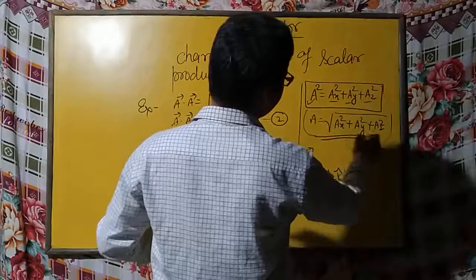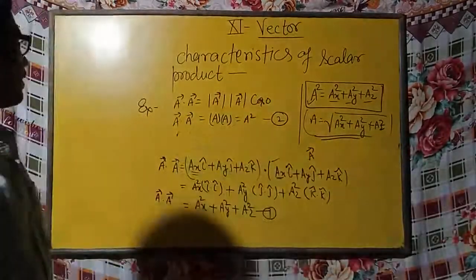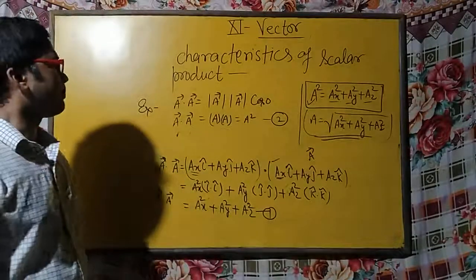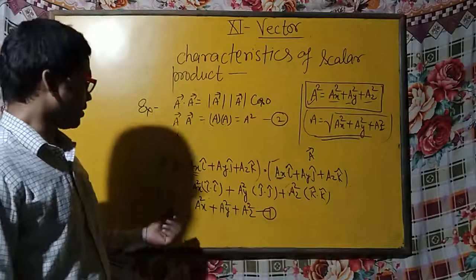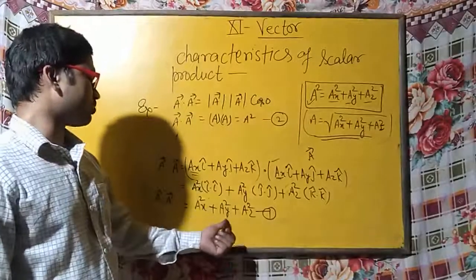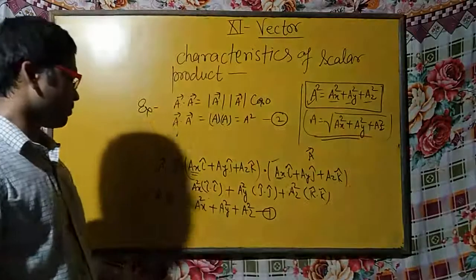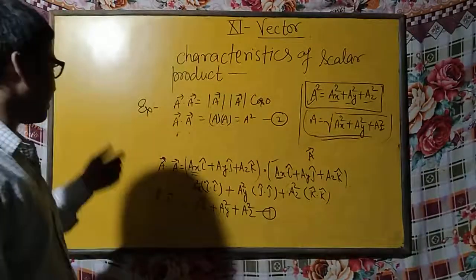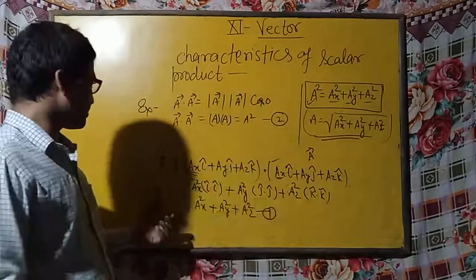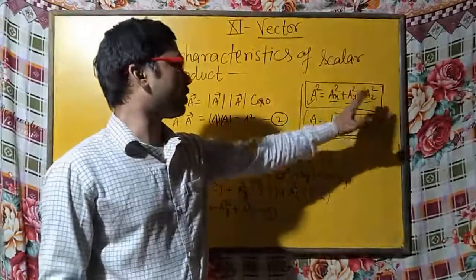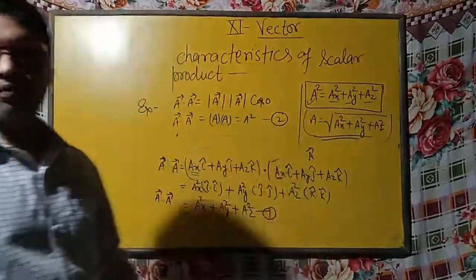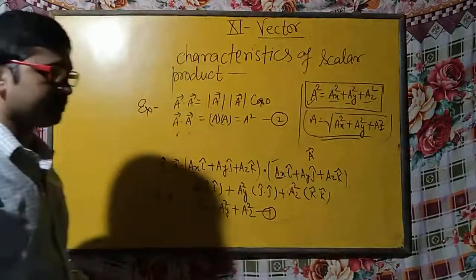So I hope you understand how this result comes. So the scalar product of a vector with itself is equal to ax square plus ay square plus az square, right? And by this scalar product you can find out the resultant vector of three components ax, ay and az. Okay, try to note it down.